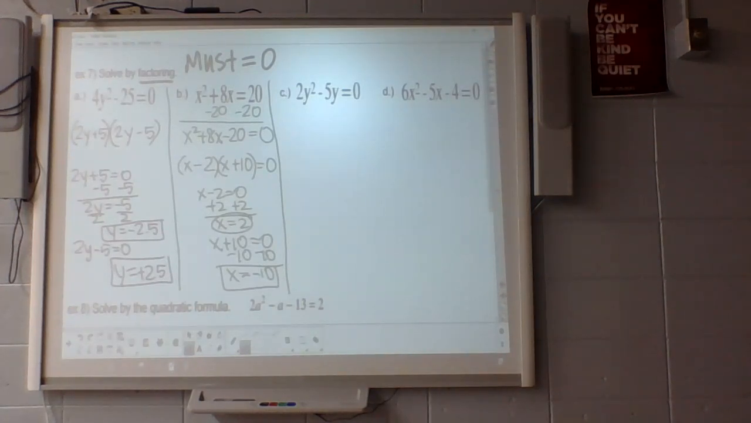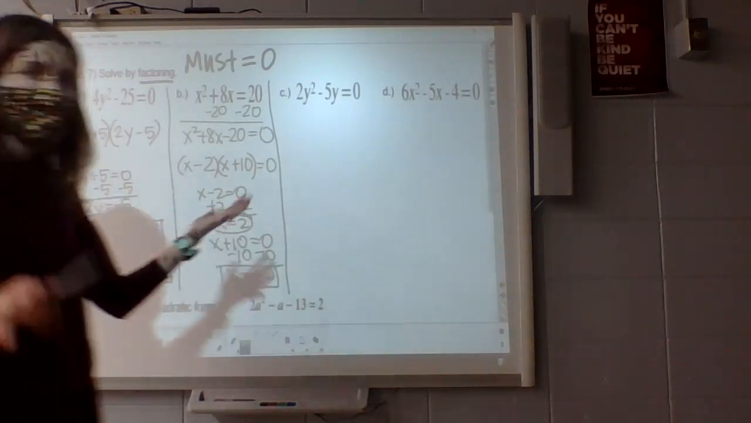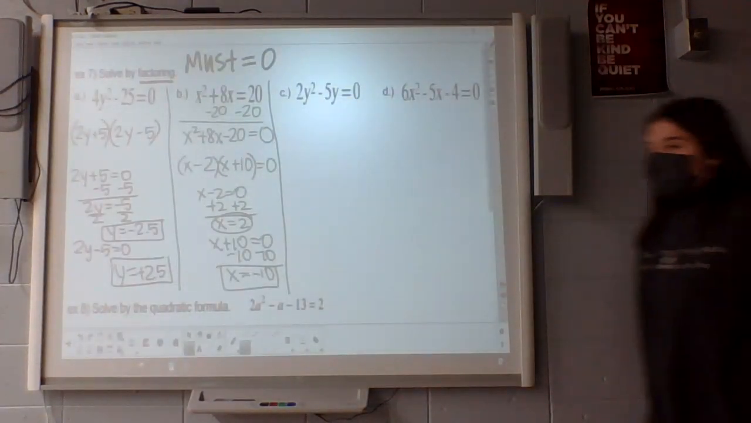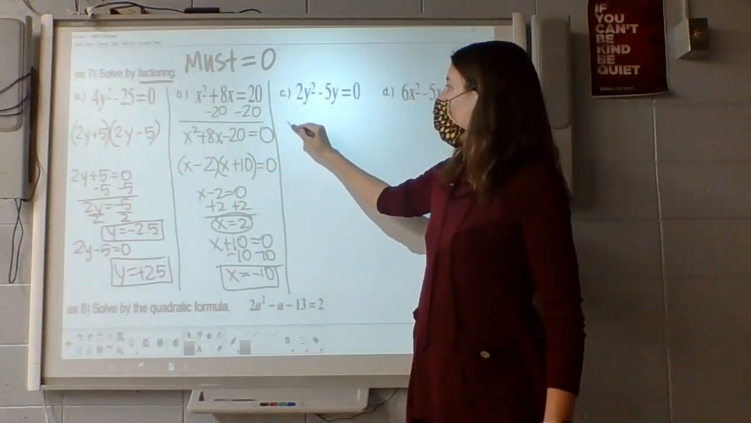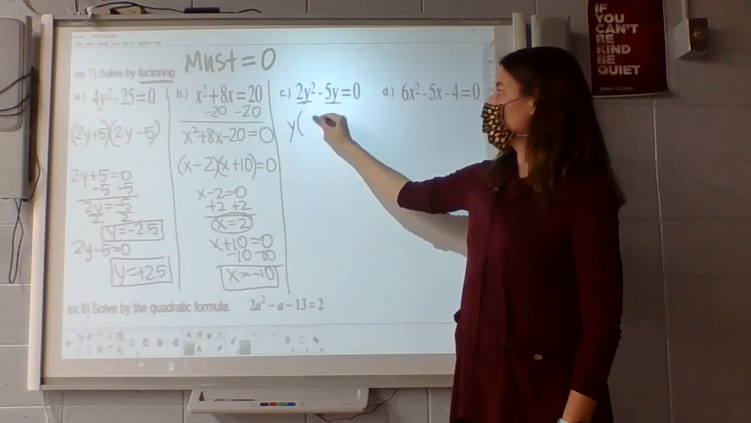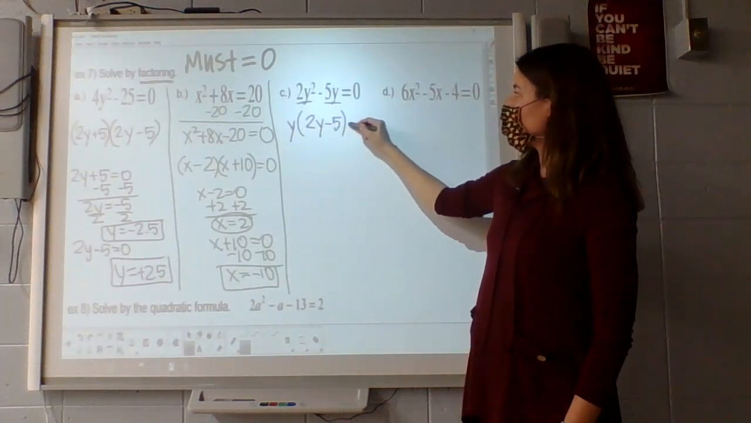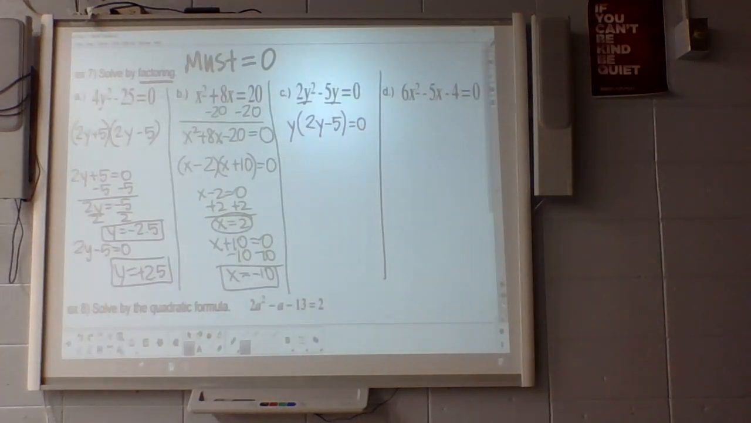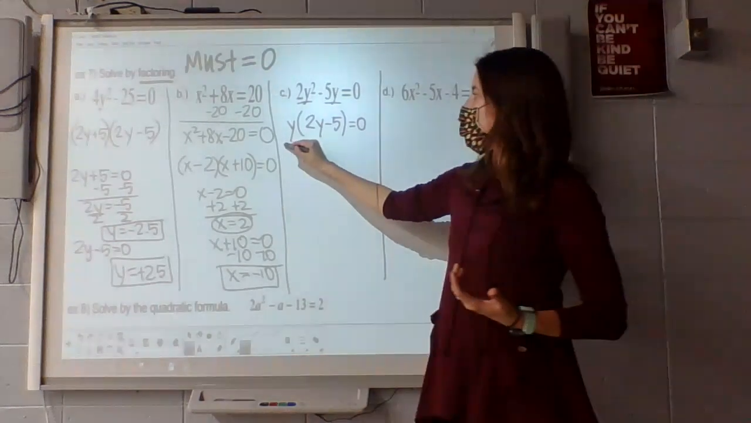And for whatever reason, I feel like this one and letter C are the toughest ones to keep track of and kind of not get confused. So letter C is now a GCF, because there is a common factor among these 2 terms. What's our common factor? Y. Just a y. So I can pull y out and divide a y out of each of those terms. So I'm left with 2y minus 5. And now at this point, I can set each of these factors equal to 0.